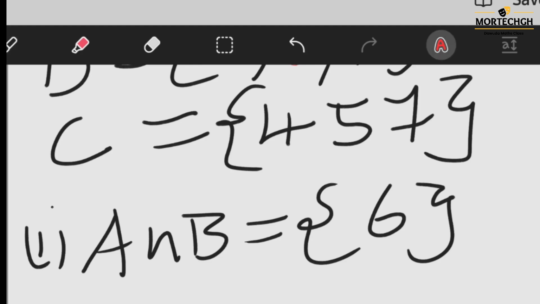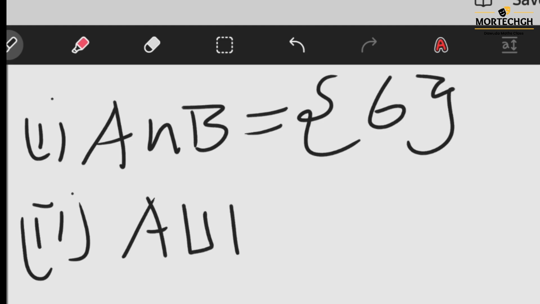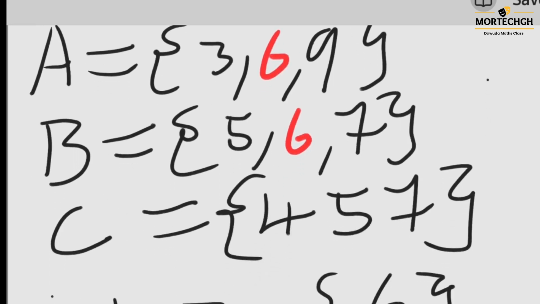Now (ii) says A union B intersection C. That we should find A union B intersection C. Before we find A union B intersection C, we have to first of all find A union B. So A union B is equal to, A union B consists of elements that are found in A and elements that are found in B. Add the elements in A to the elements in B in one set. That's A union B. But avoid repetition.